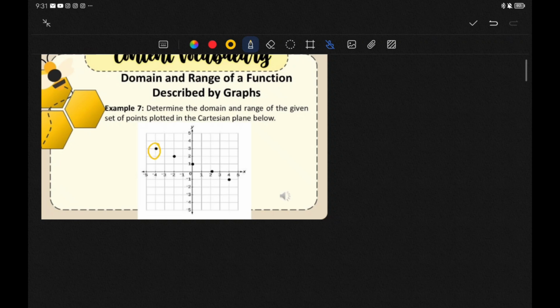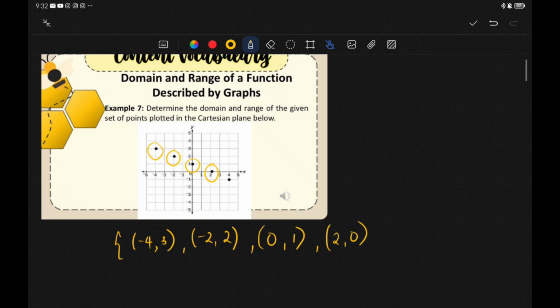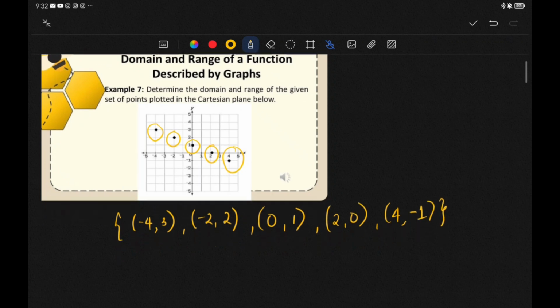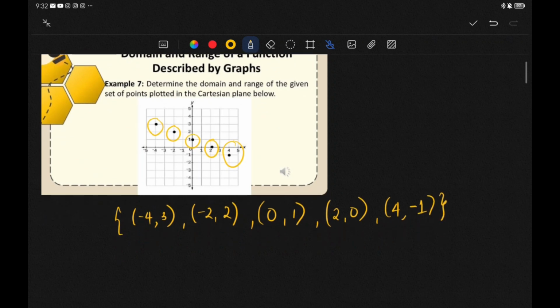So let's start from the left, going down here. So let's begin. The set of ordered pairs we have first is negative 4 and positive 3. The next one, we have negative 2 and positive 2. Next, we have here 0 and positive 1. We have here 2 and 0. Next, the last one, we have 4 and negative 1. So this is the set of ordered pairs plotted in the Cartesian plane.